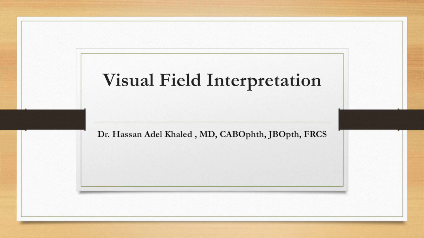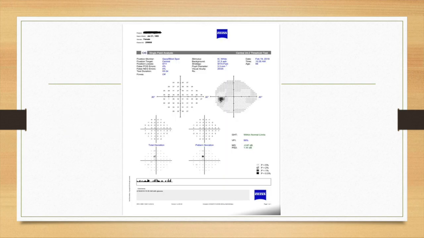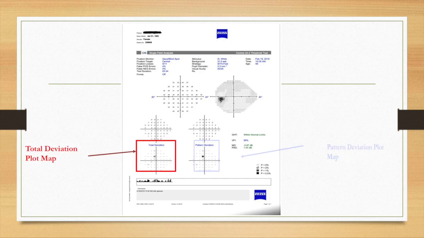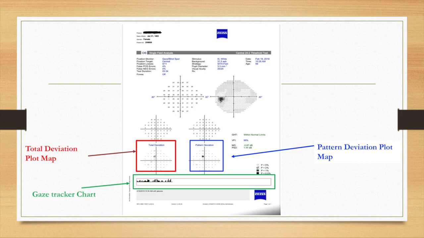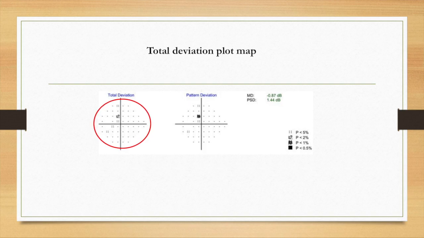Hello, I am going to continue my talk about the visual field interpretation. I'm talking about the Humphrey visual field. I'm going to continue the single field analysis. Today, my talk will be about the total deviation plot map and pattern deviation plot map and the gaze tracker chart. Here, I'm starting with the total deviation plot map.